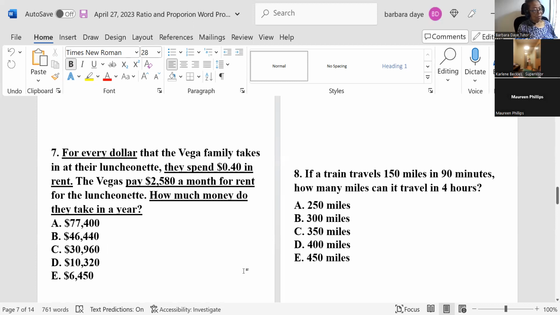Okay, Maureen, how do you think you would solve it? Okay. Every dollar the Vega family takes in, they spend 40 cents, right? Right, 40 cents in rent. So they pay 2,580 a month for rent. Let's see, 25.